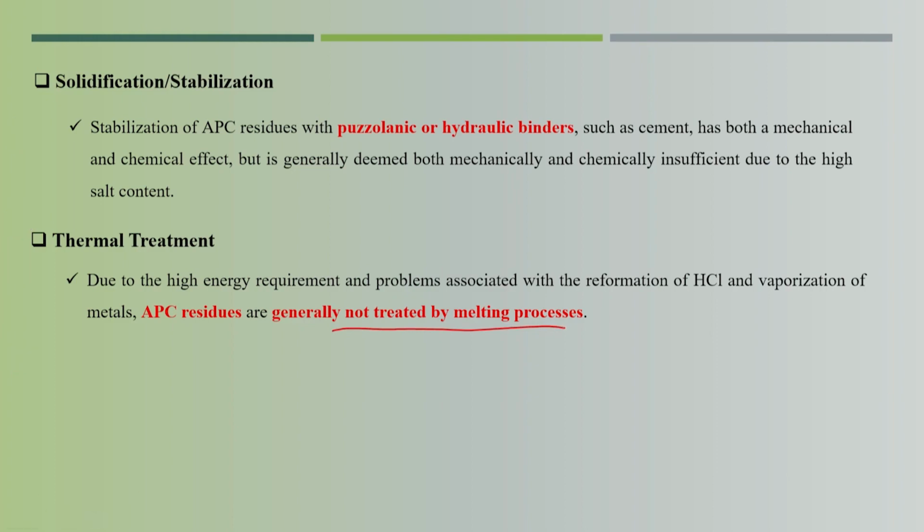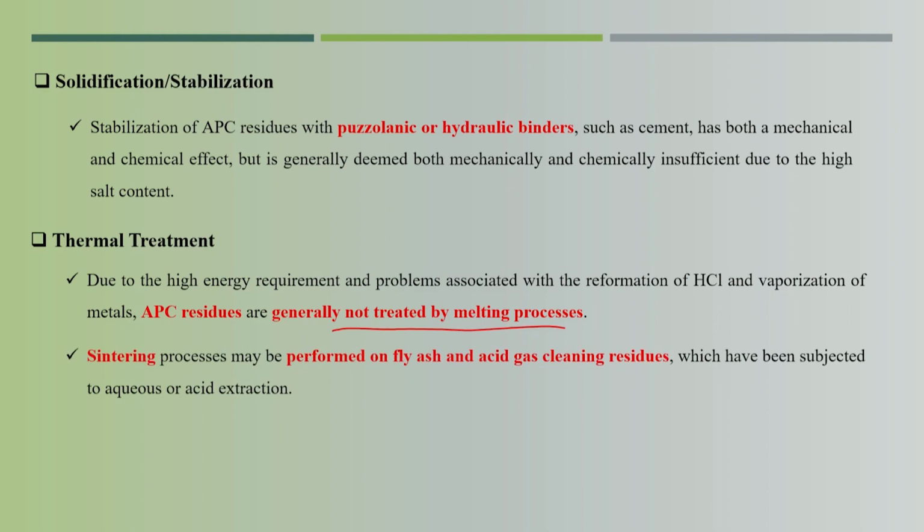Okay. Because bottom ash will have a large amount of combustible matter, that can be used for the thermal treatment, but normally air pollution control residue will not be possible to treat by thermal treatment. Or similarly, the sintering process may be performed, but I think it has to be subjected to aqueous or acid extraction.